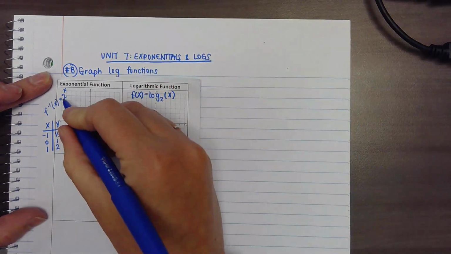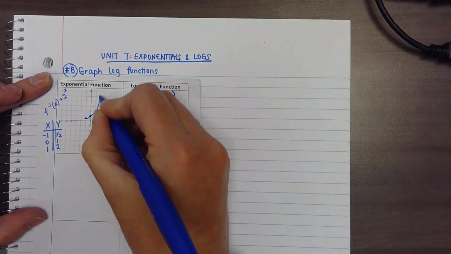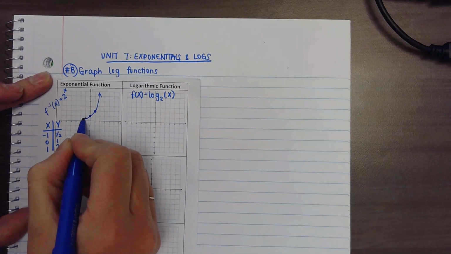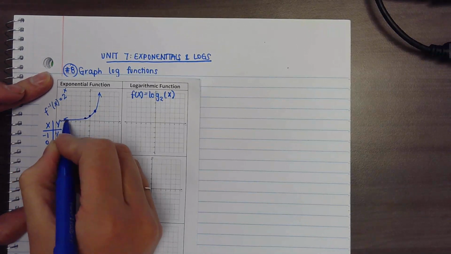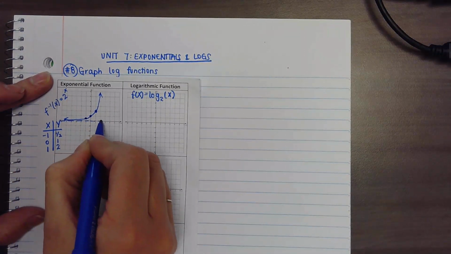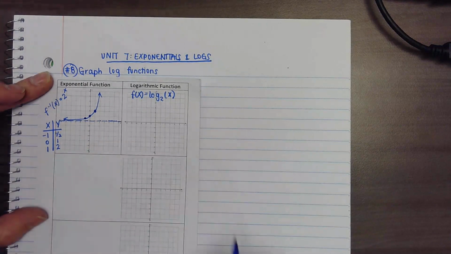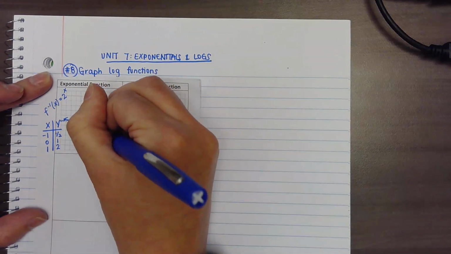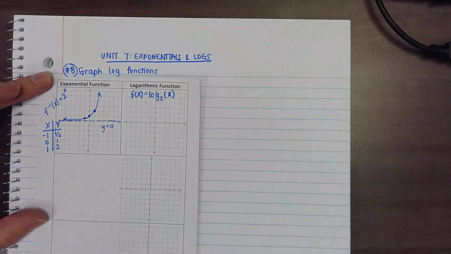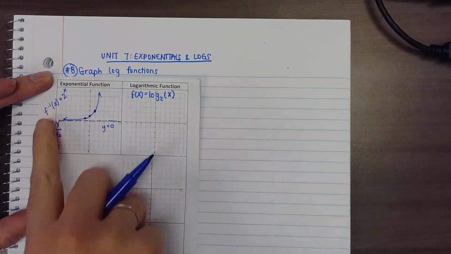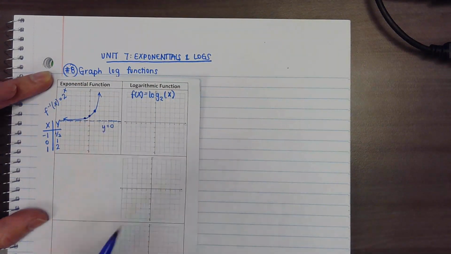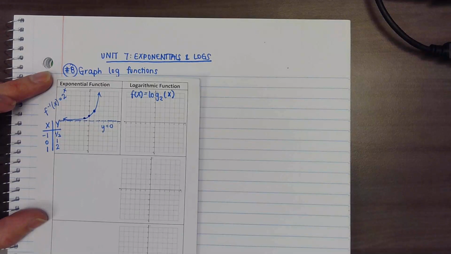I know this is an exponential growth function, so I will sketch that curve. And my asymptote cuts through the y-axis at 0. So my asymptote is at y equals 0. So this is what I'm thinking in my head. I don't have to graph this, but I am thinking about the shape of an exponential growth function in my head.